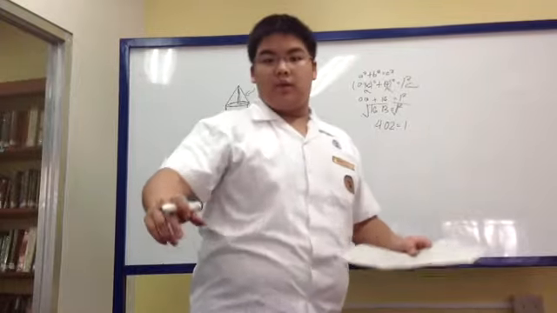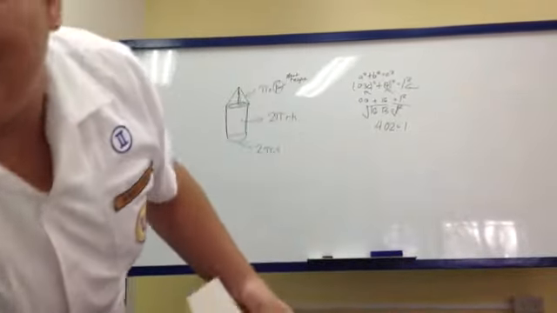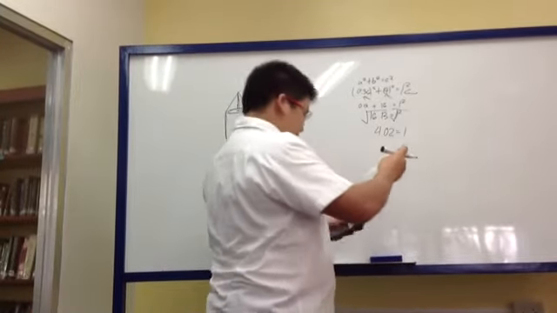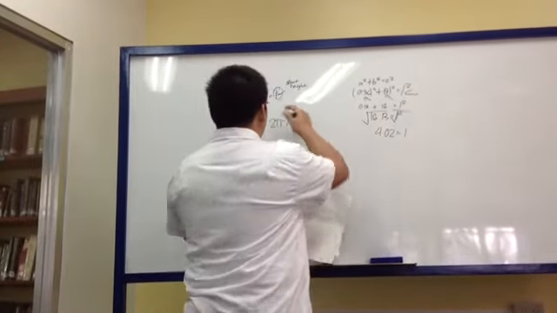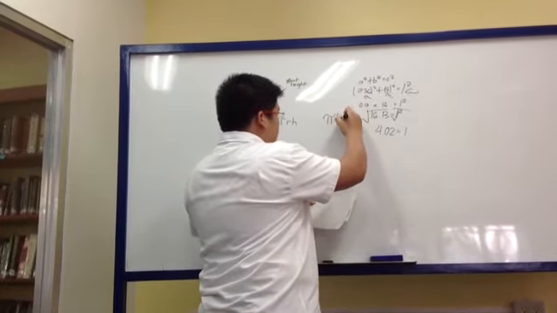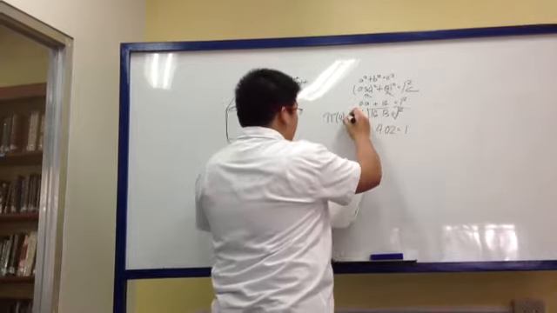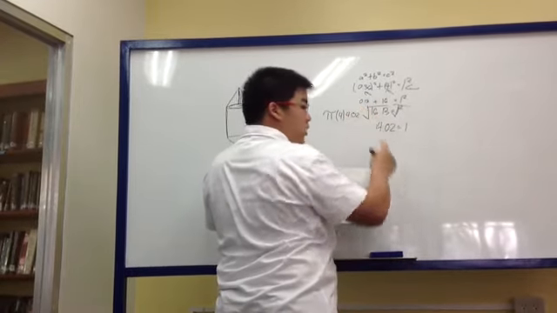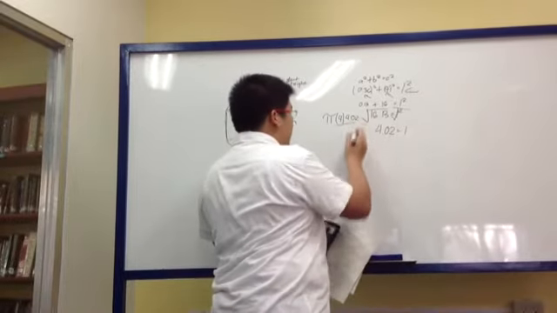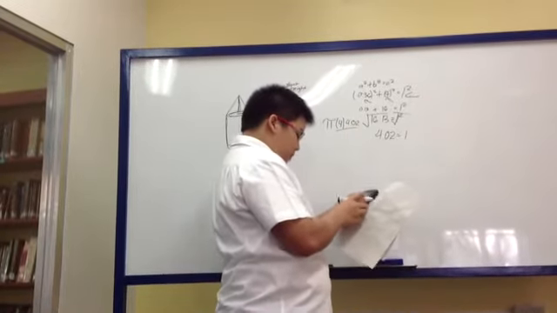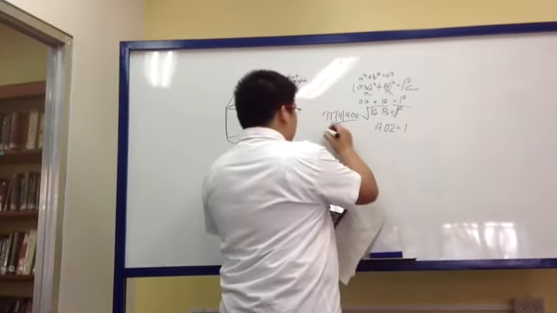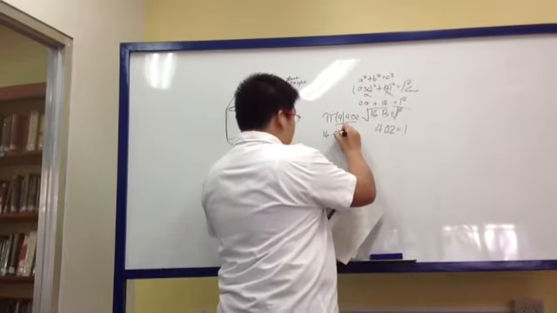Okay, so we got the calculator, and the formula for the cone is going to be pi times the radius 4 times 4.02. We multiply this, and it's going to be 4 times 4.02, 16.08 pi.